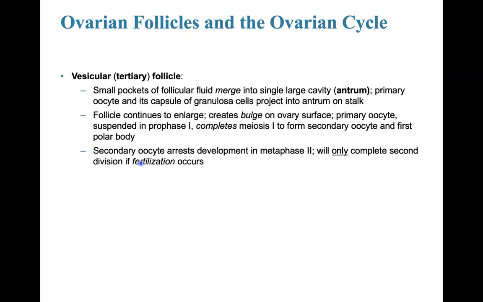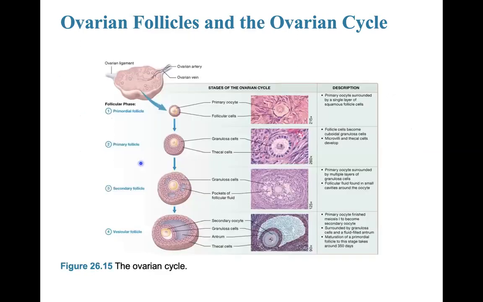The tertiary follicle, the small pockets of follicular fluid merge into a single large cavity referred to as the antrum. The primary oocyte and its capsule of granulosa cells project into the antrum on a stalk. The follicle continues to enlarge, creating a bulge in the ovary surface. The primary oocyte suspended in prophase 1 completes meiosis 1 to form the secondary oocyte and the first polar body. The secondary oocyte arrests development in metaphase 2. This will only complete second division if fertilization occurs.